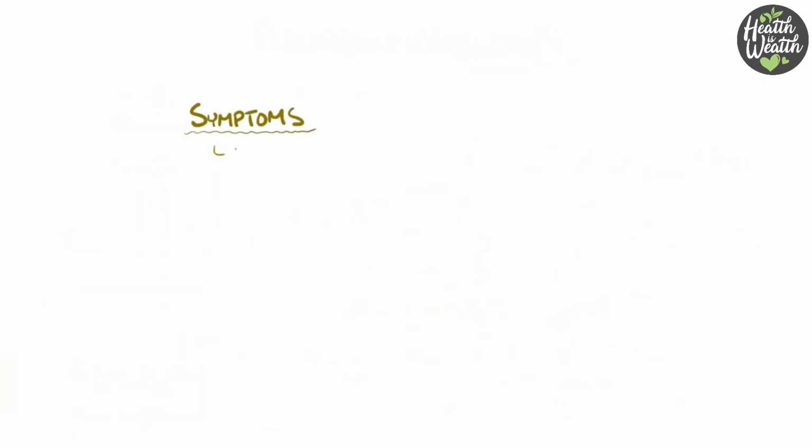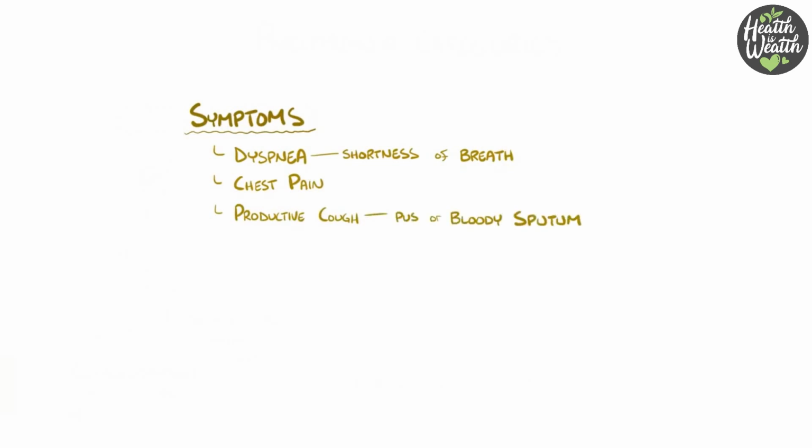Pneumonia most often causes dyspnea, or shortness of breath, as well as chest pain and a productive cough, meaning that pus or bloody sputum might come out. Often there are also systemic symptoms like fatigue and fever.